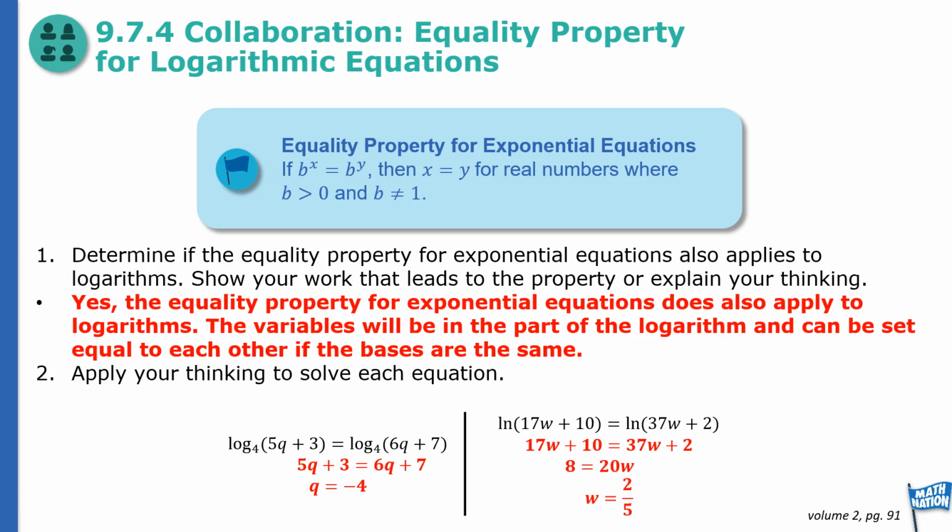So to answer the first question, yes, the equality property for exponential equations does also apply to logarithms. The variables will be in the argument of the logarithm and can be set equal to each other if the bases are the same. So for number 2, applying that thinking, we solved for each of those letters. q is equal to -4 and w is equal to 2/5.